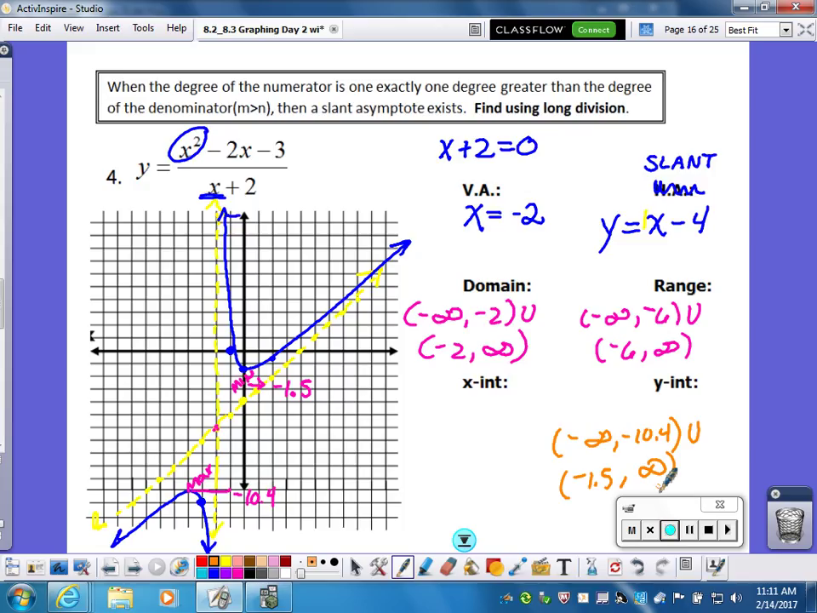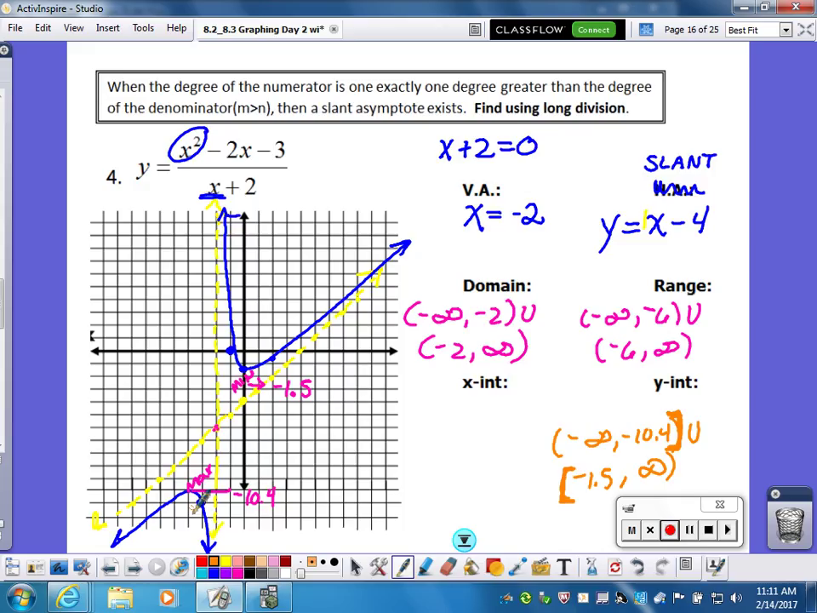And I should correct myself and make these hard brackets. I apologize, because it actually can be those values. So for this particular problem, I would say the range can be a little challenging, depending on your teacher and what they would allow to be acceptable. But remember, you can find your max and mins on the calculator.